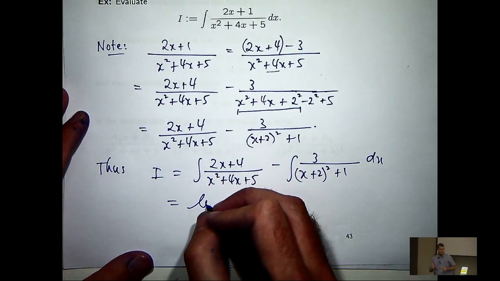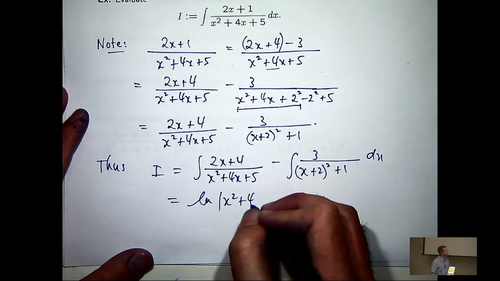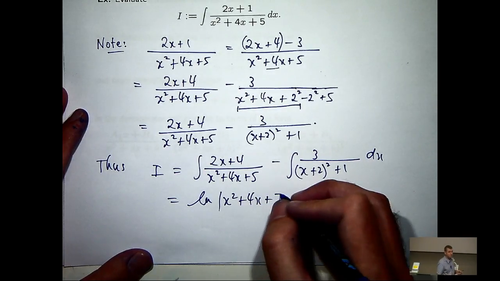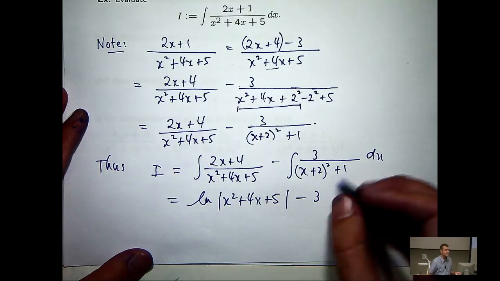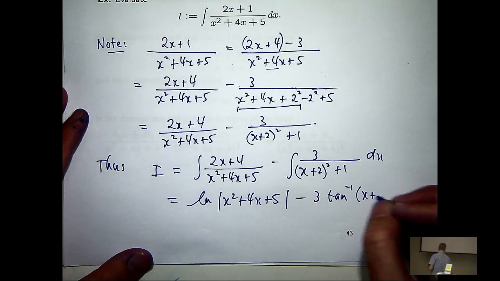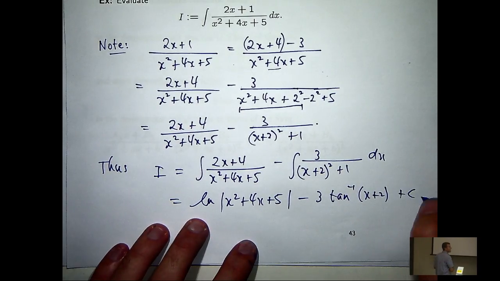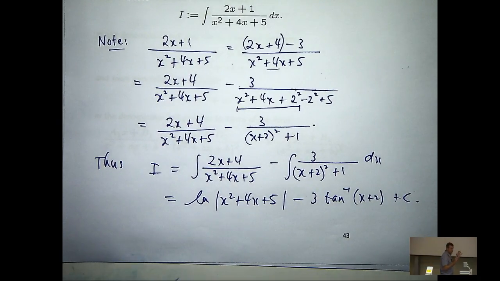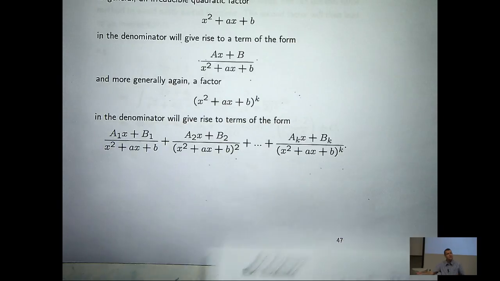So the logarithm minus 3 times tan inverse of x plus 2, plus a constant. Okay, so there were really 2 steps there. We manipulated the numerator, and then we broke it up into two separate parts. Okay?